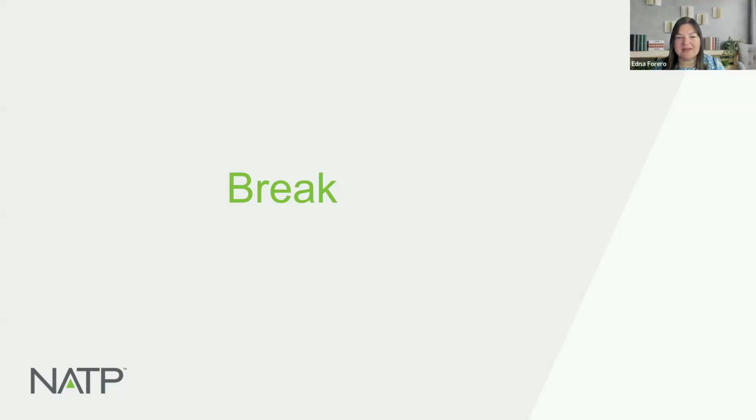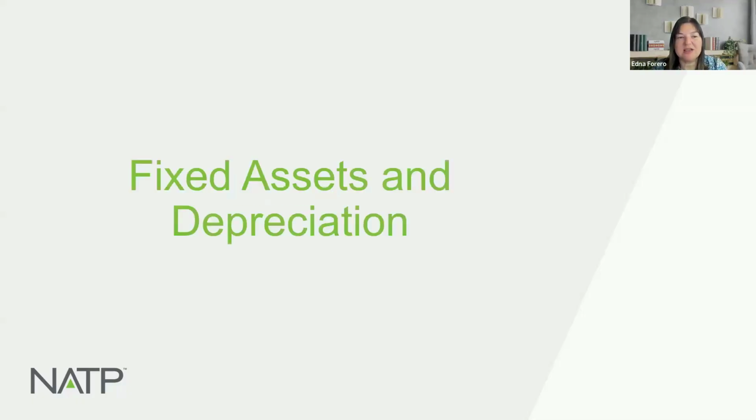All right, welcome back. Now we're going to talk next about fixed assets and depreciation. So we've looked at basic bookkeeping. We've reviewed the income and expenses for our clients. So now we want to look at what assets they have and whether or not they're going to expense those or depreciate them. This section is a little bit longer than the other two, but we're going to get started on that right away.